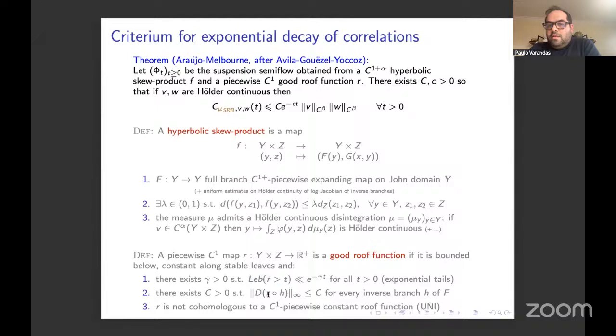The roof function can grow, but the growth of the roof function is compensated by the derivative of inverse branches of f. And if you expect to have mixing, you cannot have a constant roof function, because otherwise it wouldn't even be mixing. And if you aim at having exponential mixing, it's somehow natural to expect that the roof function is not homologous to a piecewise constant roof function. This is the uniform non-integrability condition in this framework.